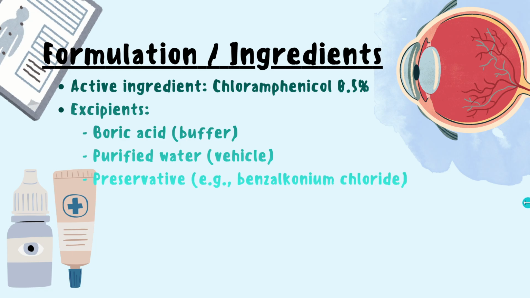So, the formulation of Nicol eye drops contains chloramphenicol 0.5 percent as the active ingredient. It also includes excipients such as purified water as a vehicle, boric acid as a buffer to maintain pH stability, and a preservative like benzalkonium chloride to prevent microbial contamination.